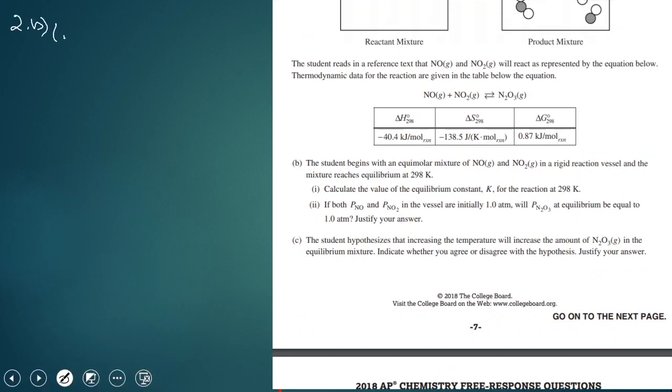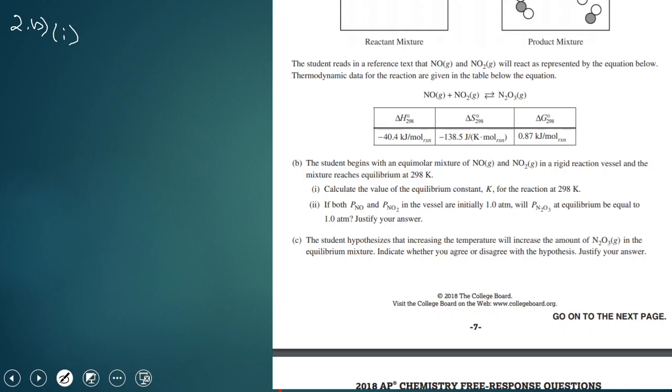So 2B. Okay, so the student begins with an equimolar mixture of NO and NO2 in a rigid reaction vessel. Now we're in a different reaction where we're forming N2O3. And the mixture reaches equilibrium at 298 Kelvin. Calculate the value of the equilibrium constant K for the reaction at 298 Kelvin. Okay. We're given information on delta H, delta S, and delta G. So we're given information on enthalpy, entropy, and Gibbs free energy.